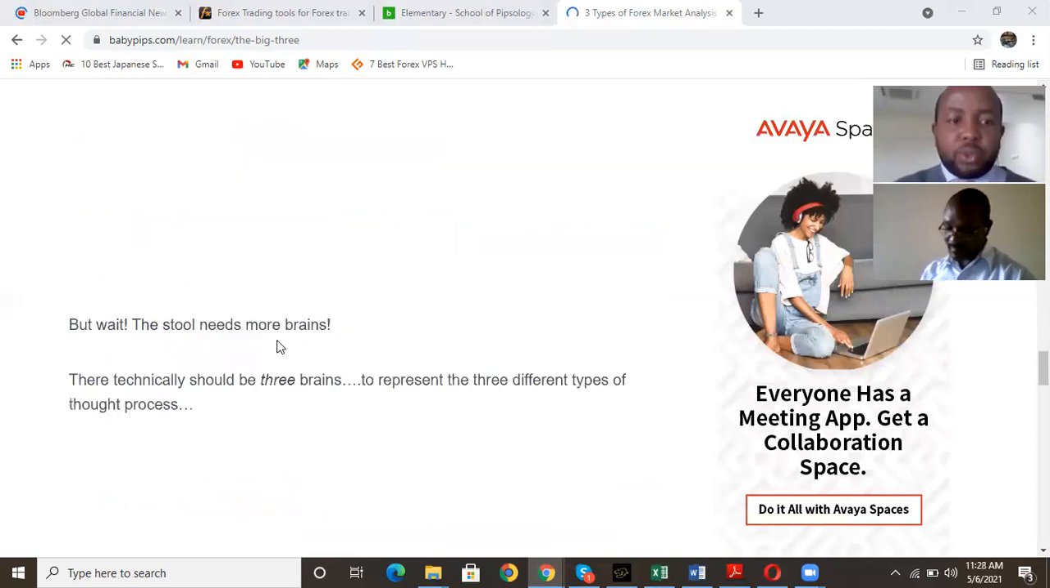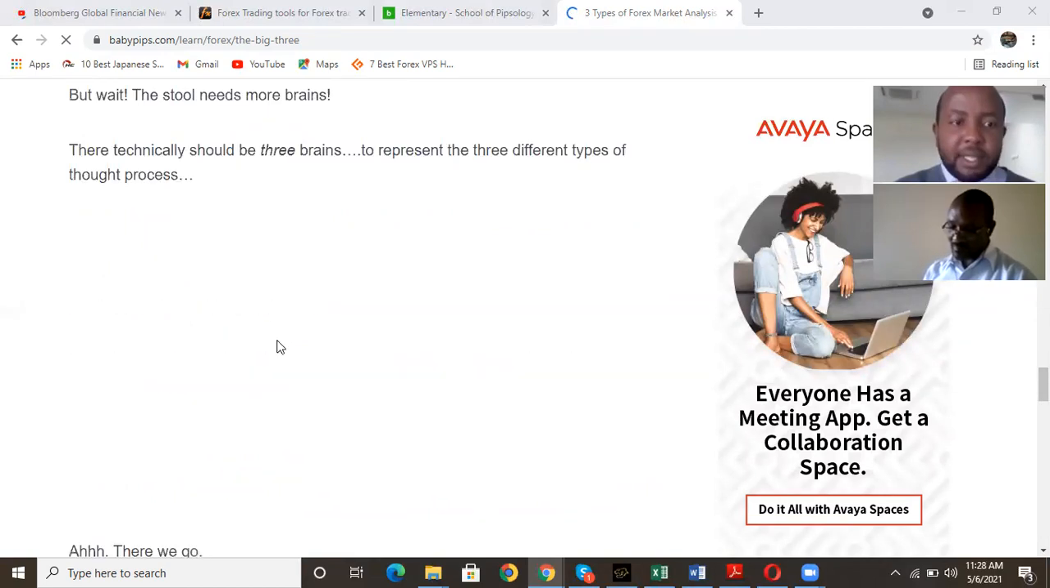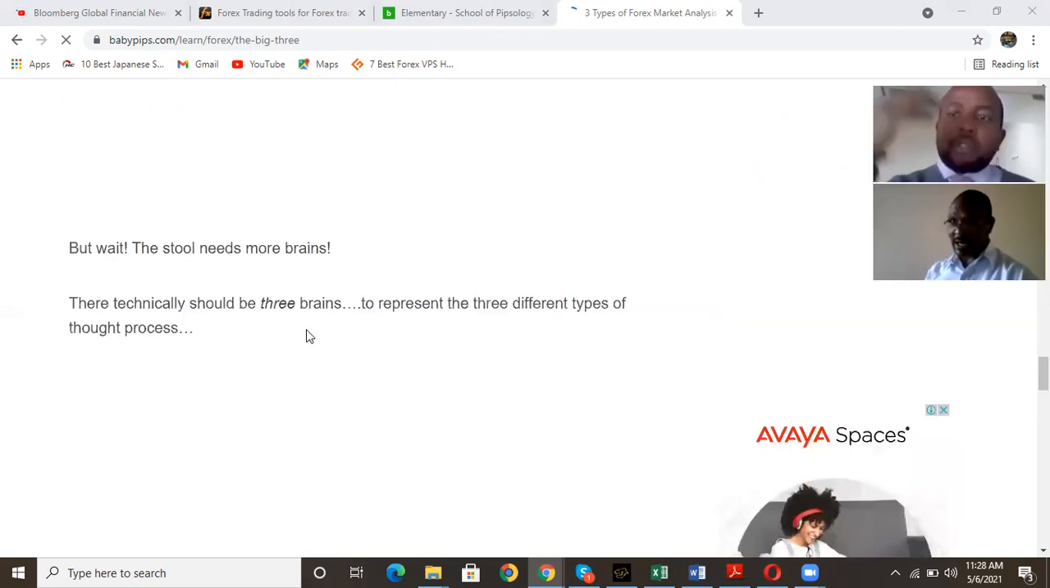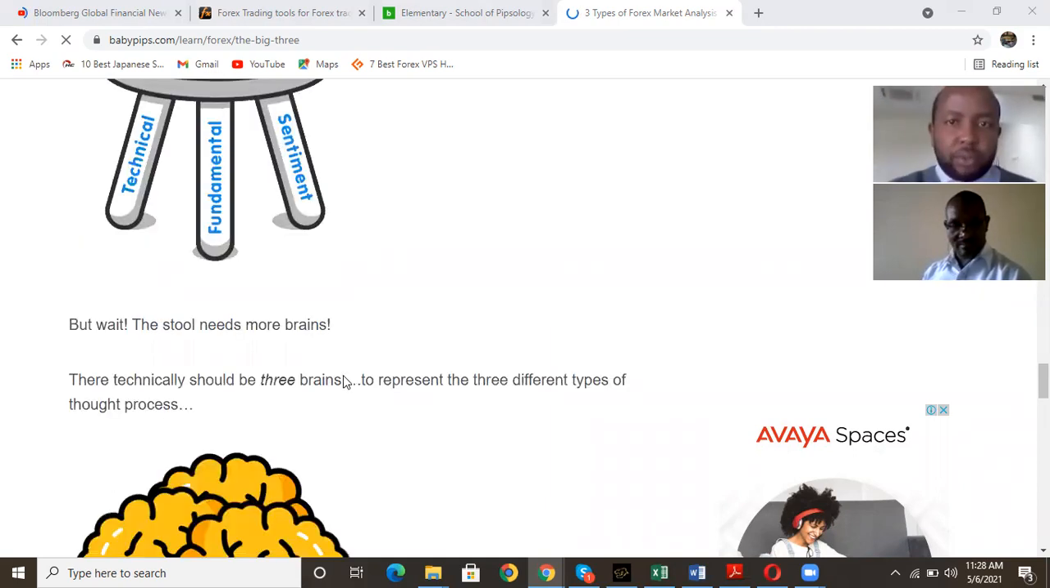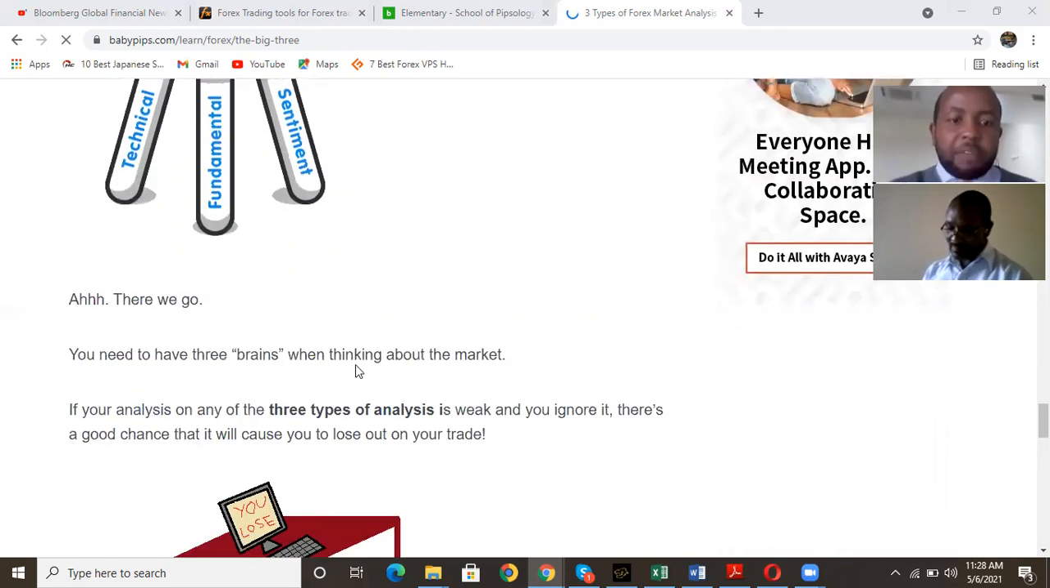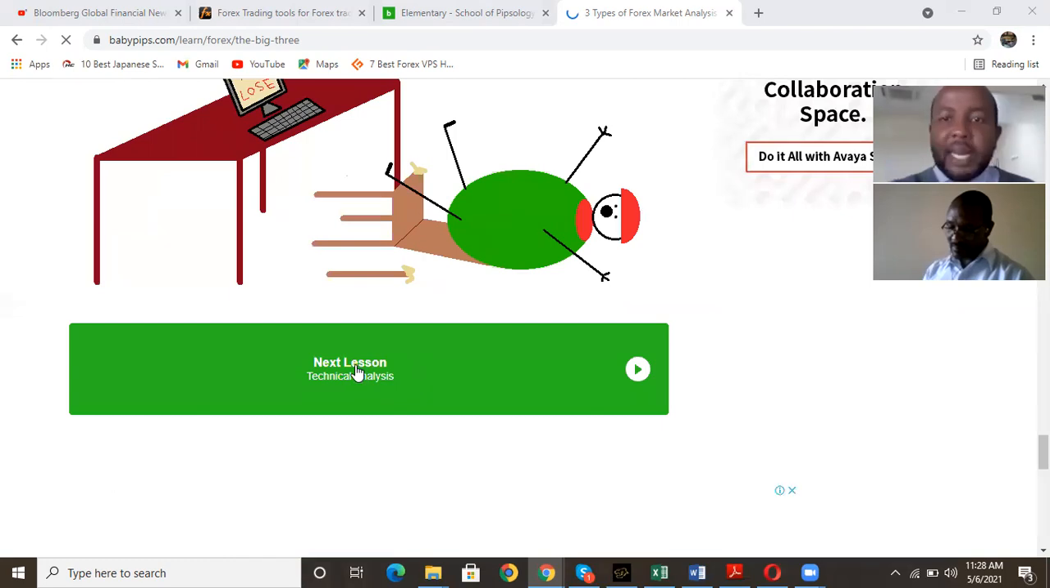So what is technical? Let's begin with the first. So this basically represents the three different types of thought process. So analysis is more like a thought process. Let me give an example. Every day you wake up, what's the probability it's going to rain? Or what's the probability it's not going to rain? So when you come to the markets, we are always thinking in terms of probabilities. So let's begin with the first one. So the first one is technical analysis. It's not very hard. It's technical, just as the word is able to describe.